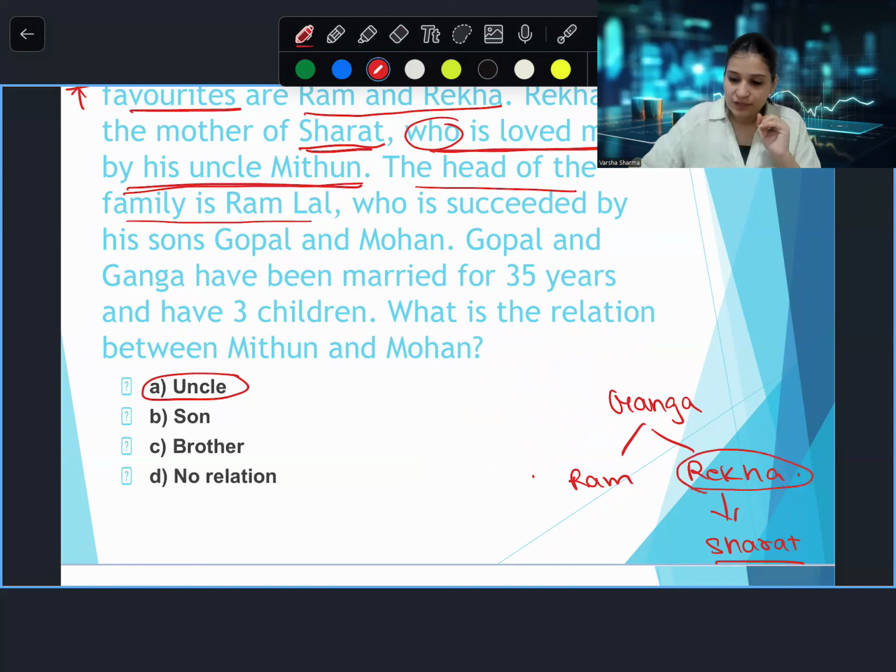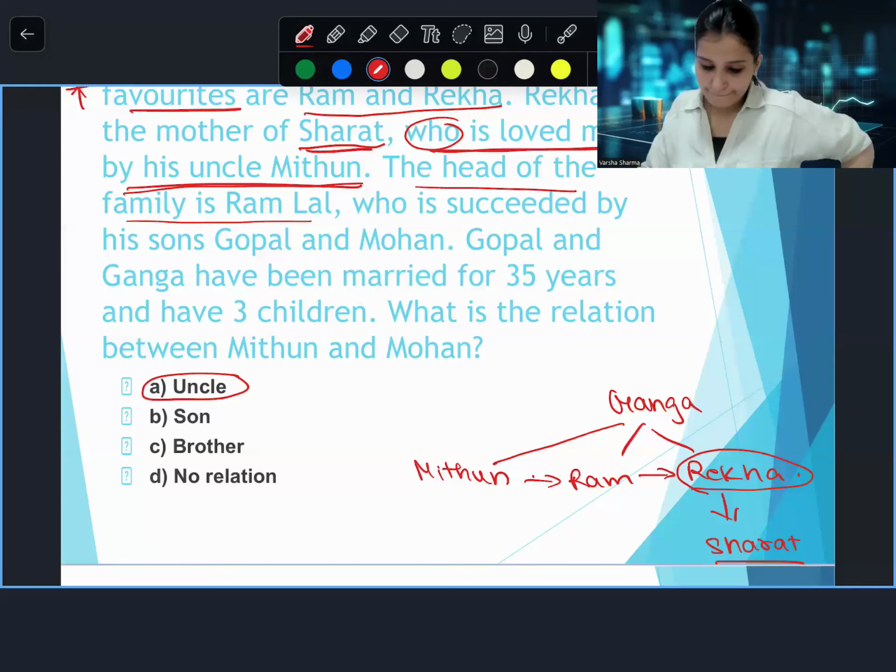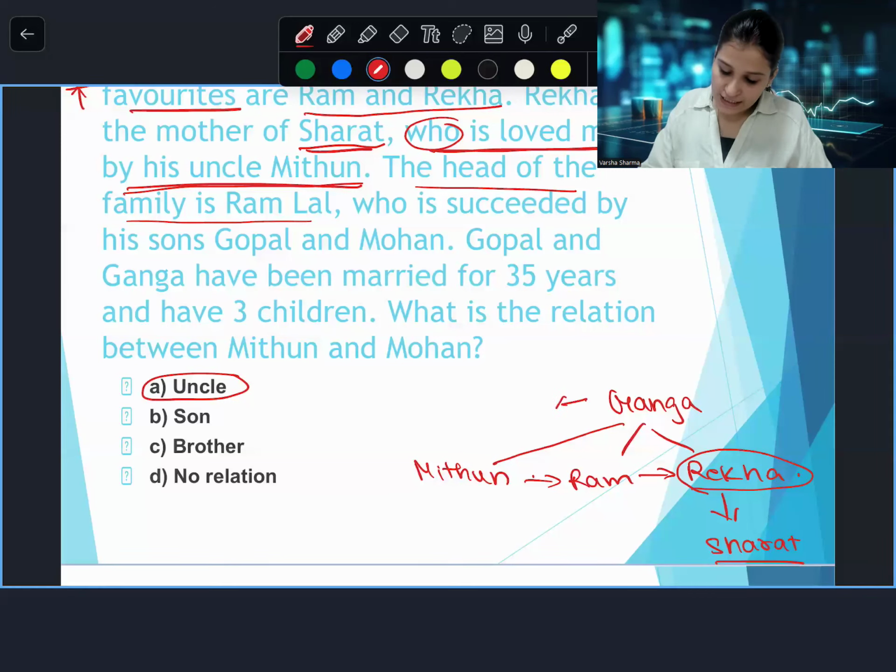Rekha is the mother. Mithun has to be in the same generation, but not your parent. So Mithun will be what? Brother of these two. Yes, ma'am. Till now it's okay. That means Ganga has 3 children, Mithun, Ram and Rekha. Clear? Ganga's husband is Gopal. Agreed? Yes, ma'am.